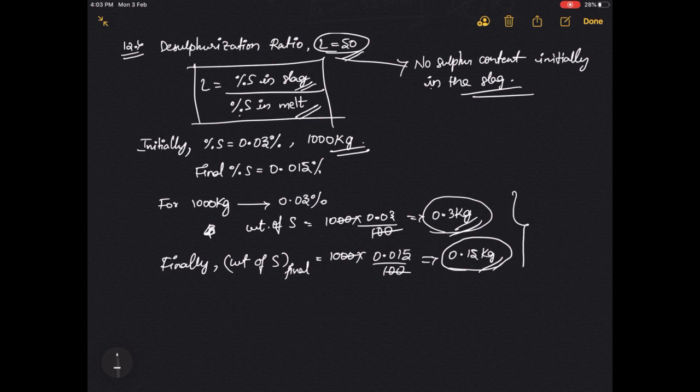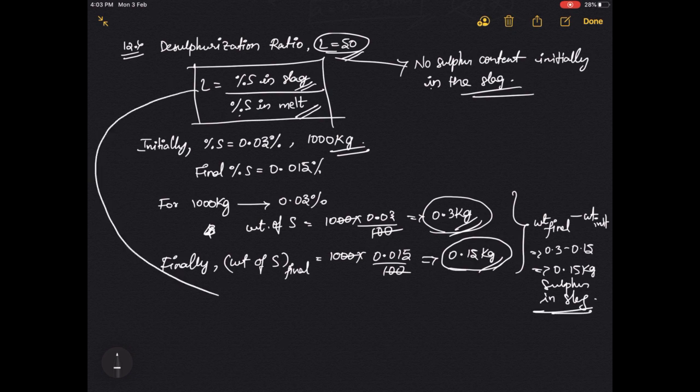So where is the remaining going? That means where is this final minus initial going? It is going into the slag. So how much is it? 0.3 minus 0.15. We have 0.15 kg of sulfur in our slag. Okay, this is the weight.